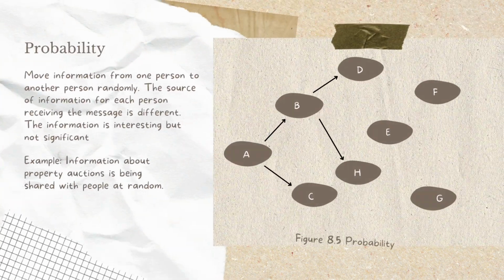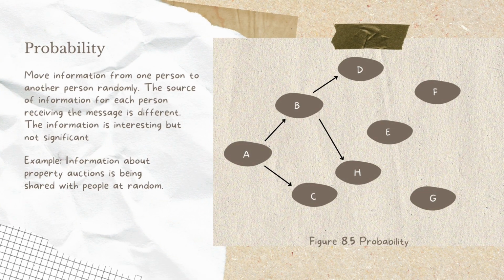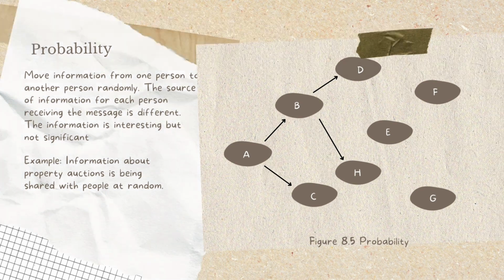Probability moves information from one person to another person randomly. The source of information for each person receiving the message is different. The information is interesting but not significant. Example, information about a property auction is being shared with people at random.